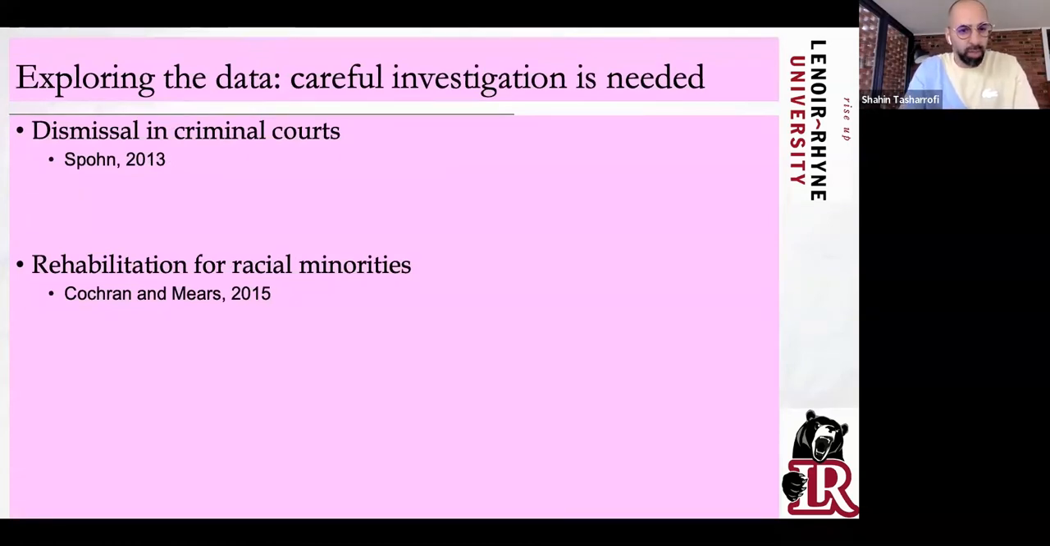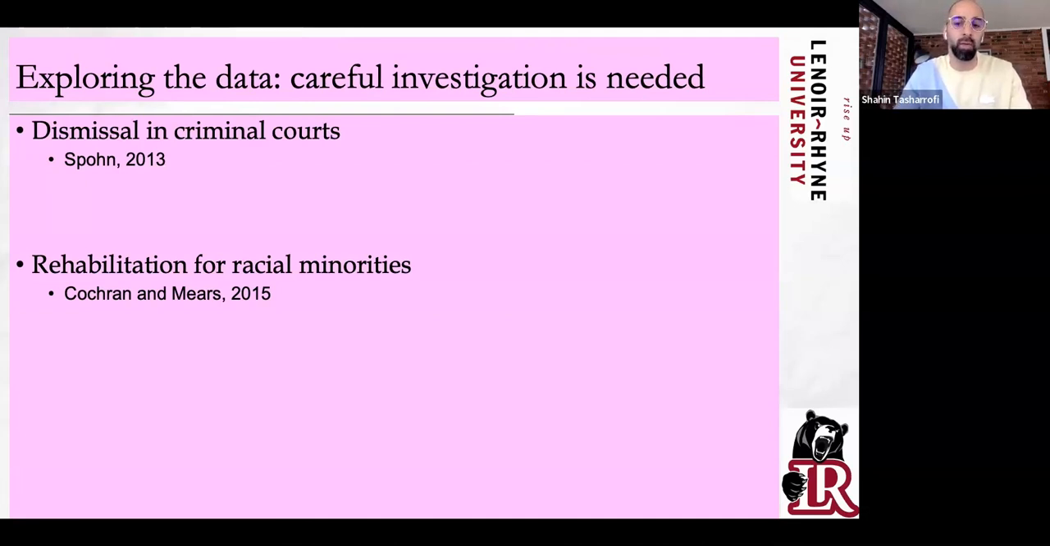Perhaps the last thing that I would like to mention here is that, given all the limitations we talked about regarding the crime data, there are still some other complications worth highlighting. For example, if you look at the specific criminal court record, you might find that racial minorities are more likely to receive harsher sentences, but they're also more likely to have dismissal from the system. So at first glance, you might think that if racial minorities are being dismissed more than whites in criminal courts, they are at an advantage, not at a disadvantage.